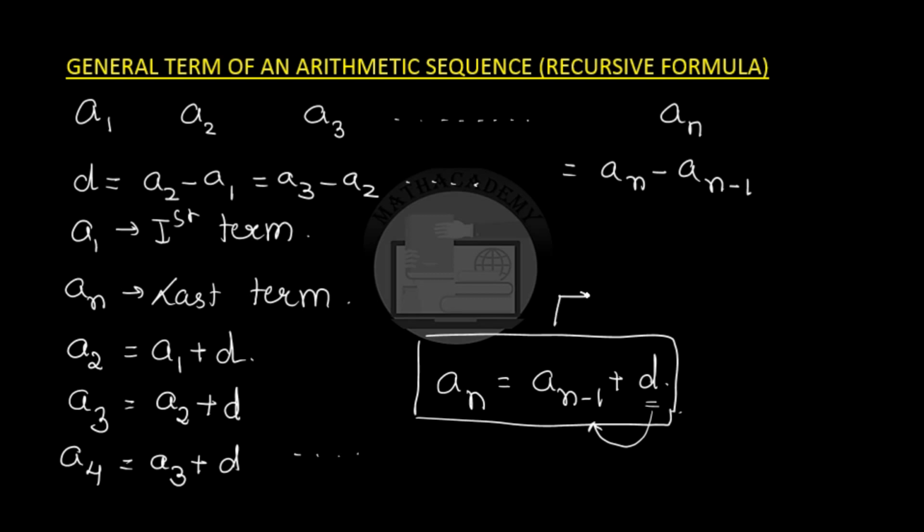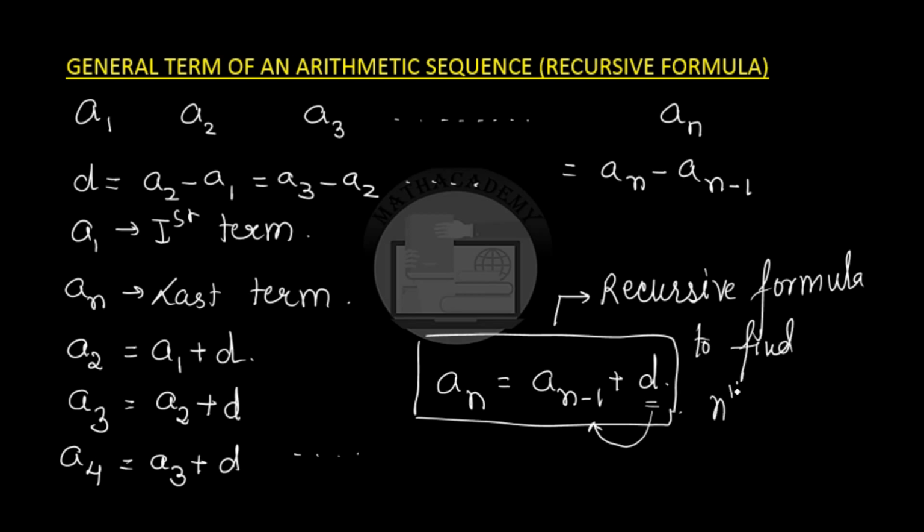And this formula is called the recursive formula to find the nth term of the sequence. So if we have to find A5, which is the fifth term, we need to know the fourth term and add the common difference to it. So I hope what is an arithmetic sequence, when does a sequence become an arithmetic sequence, and what is the recursive formula to find the nth term of the given arithmetic sequence is clear to everyone.